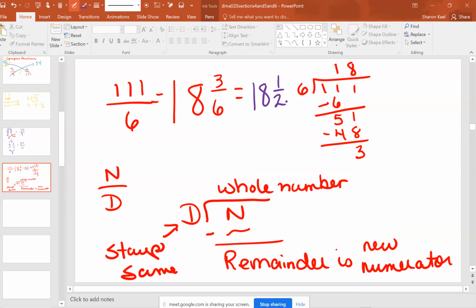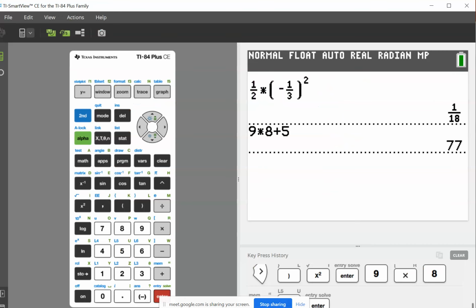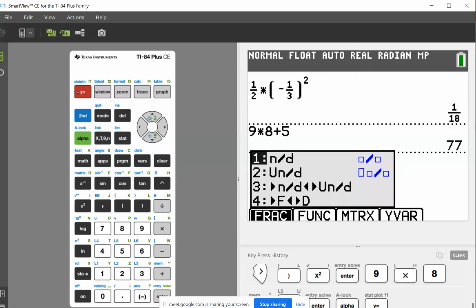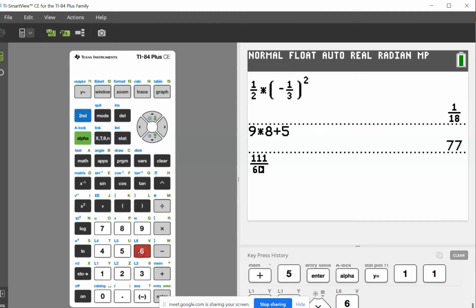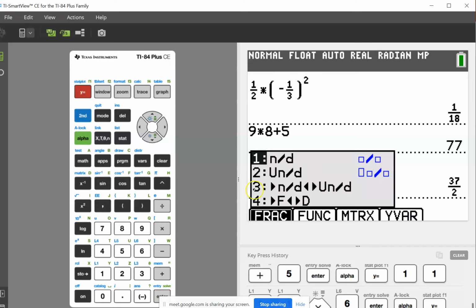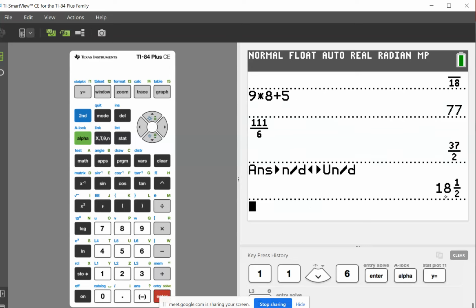Now let me show you how you can go about doing this using your calculator. I'm going to do alpha y equals. I'm going to choose number 1, and I'm going to type in the 111 over 6. If you press enter, well, anyway, it reduced it. That's okay. It's still going to give us our same simplified answer in just a moment. What we're now going to do is alpha y equals. Option number 3 is the one that converts your fraction to your mixed number. So when we choose option 3, it gives us the 18 and 1/2.